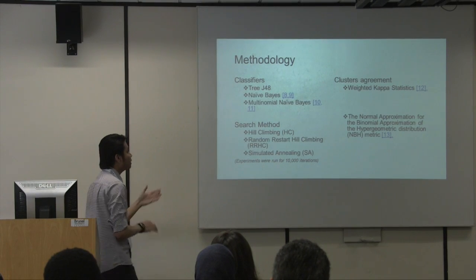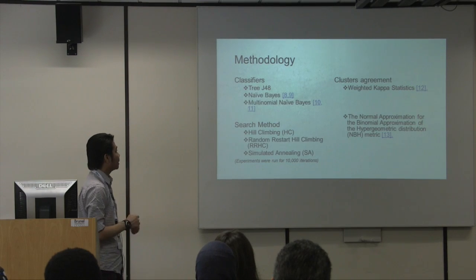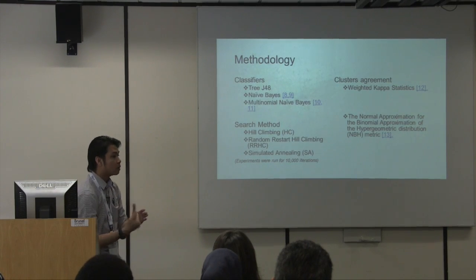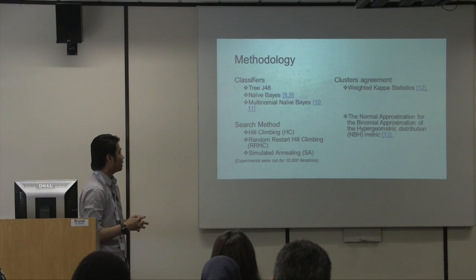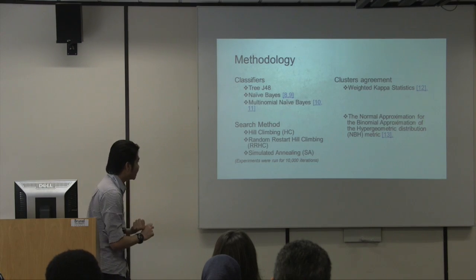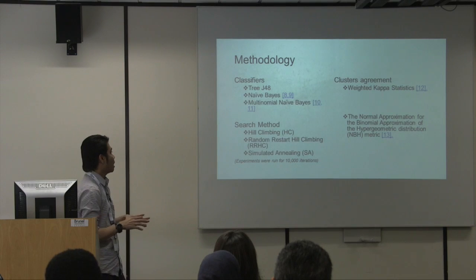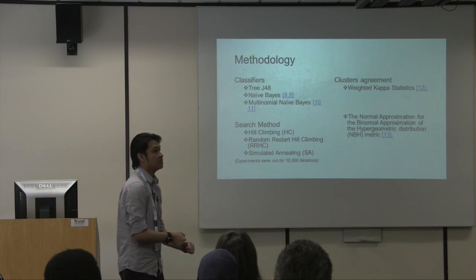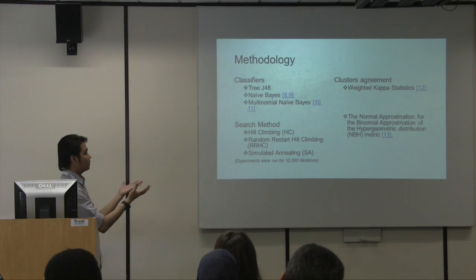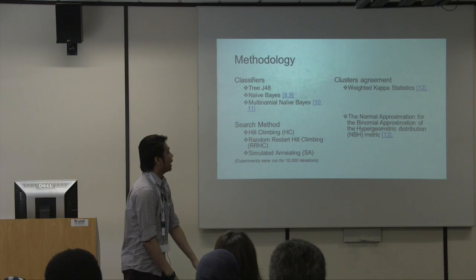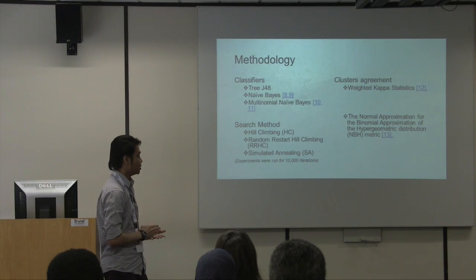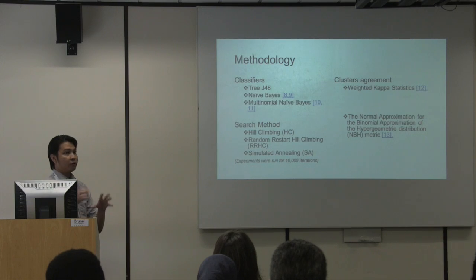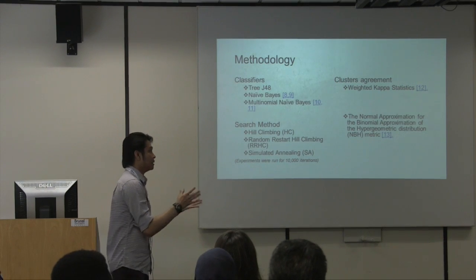For the search method, I use hill climbing because it is quite a simple search method. I also use random restart hill climbing to support hill climbing, to avoid the local minimum of the solution that we want to find. And the best one is the simulated annealing method. The experiment will run for 10,000 iterations. For cluster agreement, I use weighted kappa statistics to evaluate my clusters after I get the results from these two methods. I also use the normal approximation for the binary approximation of the hypergeometric distribution metric, that is NBH, to get the best cluster, and we map the cluster on the visual field map.